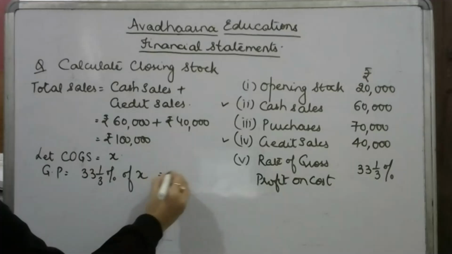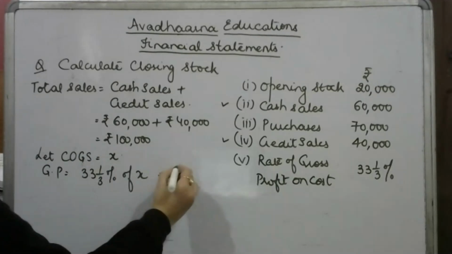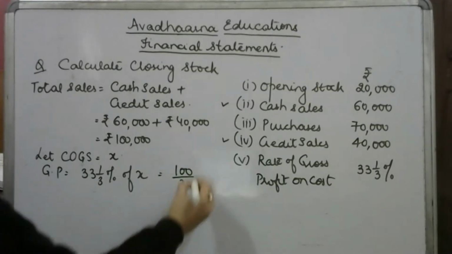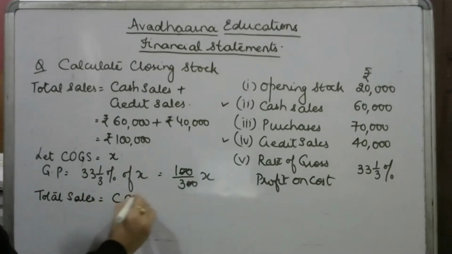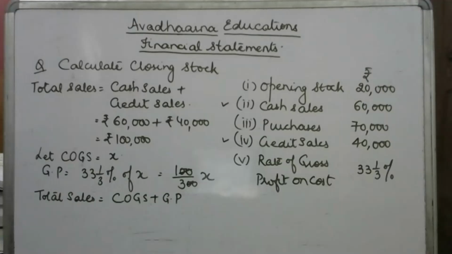So 33 1 by 3% is, if we solve, 33 into 3 is 99 plus 1, 100. So 100 upon 3% means upon 100. If we simplify it, that means 1 upon 3 of X. Fine. So gross profit is 1/3 of X. And we know that total sales is equal to cost of goods sold plus gross profit. We did this formula in the last class. Cost of goods sold plus gross profit is the total sales.